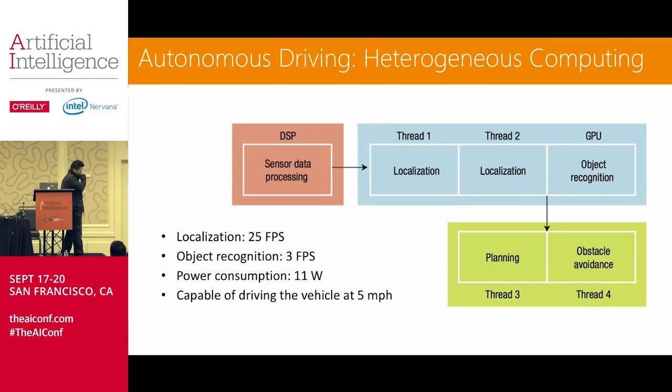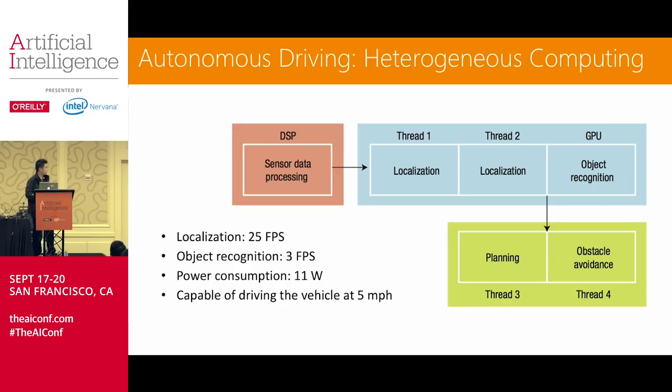So this is our architecture. We have DSP for sensor data processing to extract features. Then the features go into the main pipeline. We have 2 CPU threads for localization backend. And then we have a GPU for object recognition. Then we feed the output to planning and control. We leave 2 CPU threads for planning and obstacle avoidance.